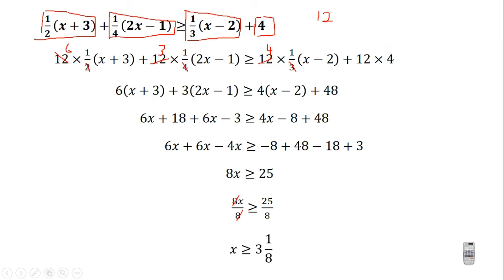So the answer is x is greater than or equal to 3 whole number 1 over 8. That is the answer to our question that we have here.